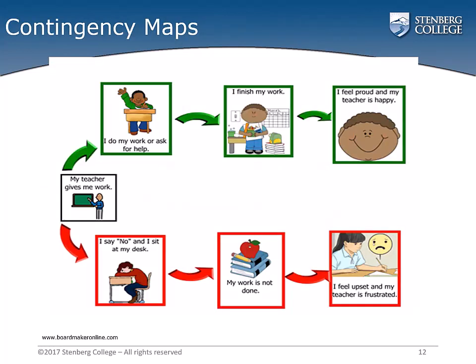This contingency map tells us what happens when my teacher gives me work. If I follow the green path, I do my work or ask for help. I finish my work and I feel proud and my teacher is happy. If, however, I follow the red path, I say no and sit at my desk. My work is not done and I feel upset and my teacher is frustrated.